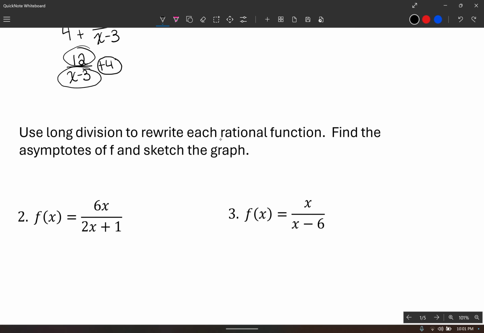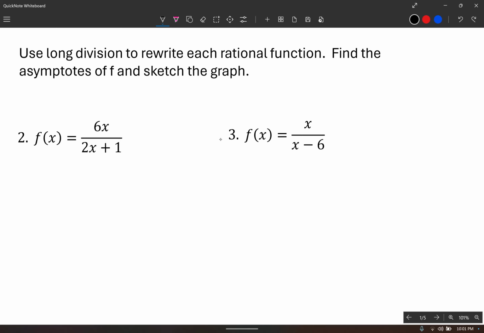All right, so now we're going to use that long division to rewrite each of these rational functions. We're going to find the asymptotes, and then it says sketch the graph, but I don't think that we need to sketch the graph.